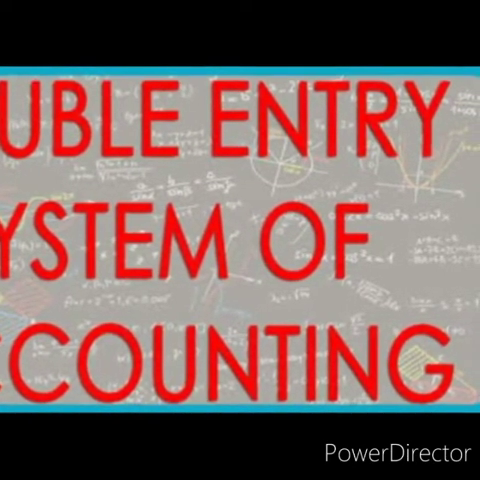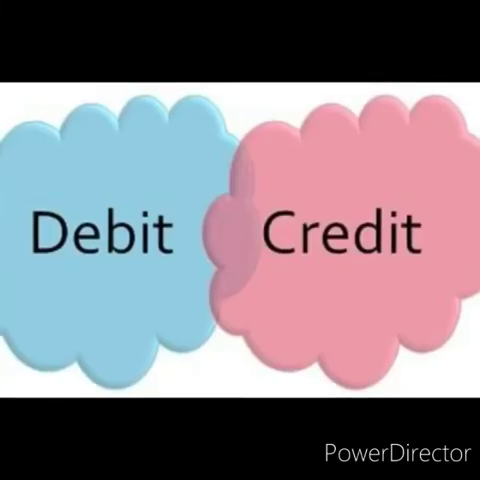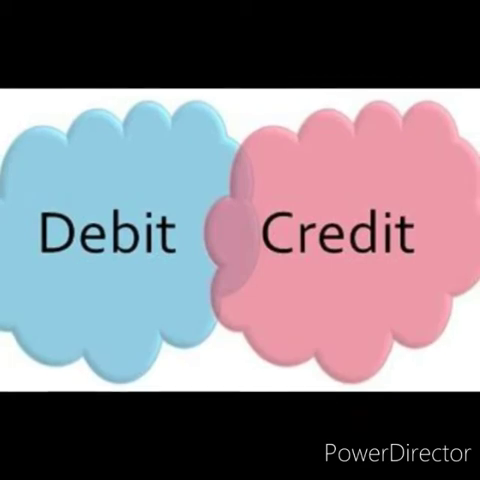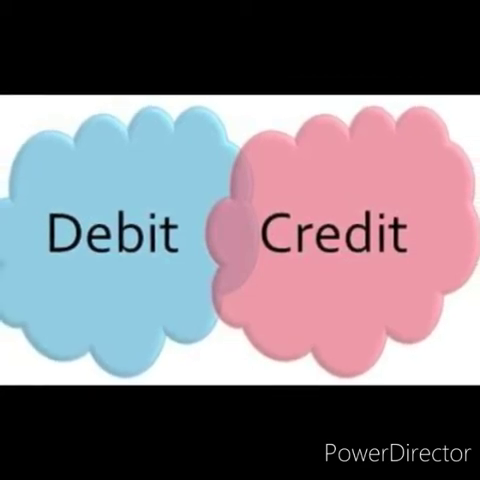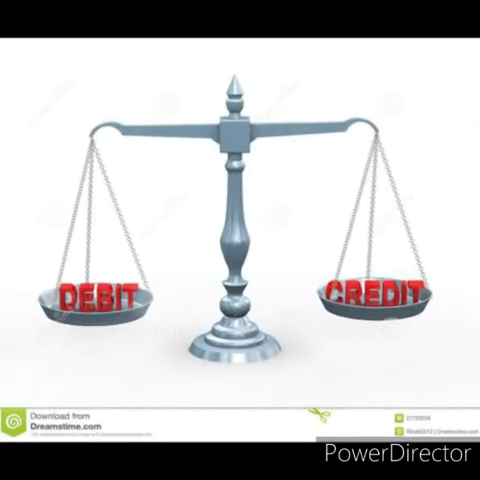So each transaction has 2 entries. Surely you'll have at least one debit and one credit. Here debit is always equal to credit.